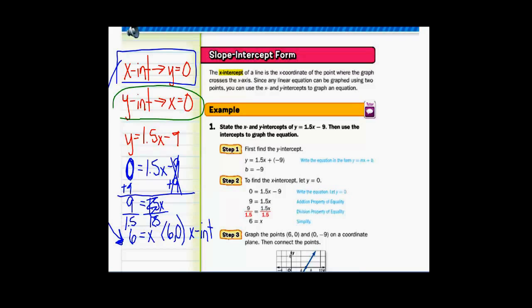Now, let's go back and do the y-intercept. So to do the y-intercept, you put in 0 for x. We're still using my same equation. Y equals 1.5x minus 9. If we want to find the y-intercept, we replace the x with a 0. So you're going to put a 0 in right here. Now, that does not mean 1.50, right? It's 1.5 times x. So y equals 1.5 times 0 minus 9. Well, 1.5 times 0 is 0, so that's gone.